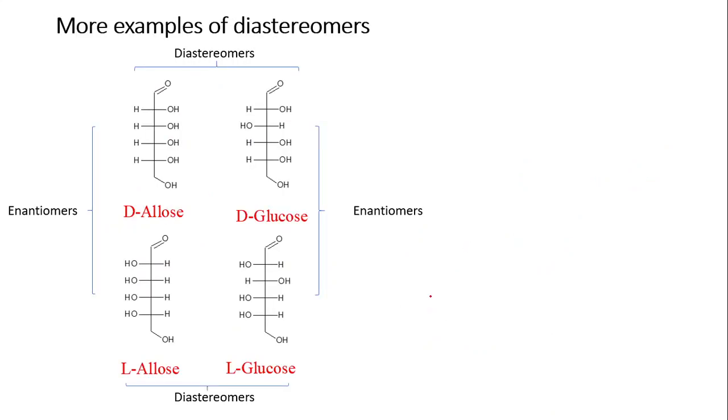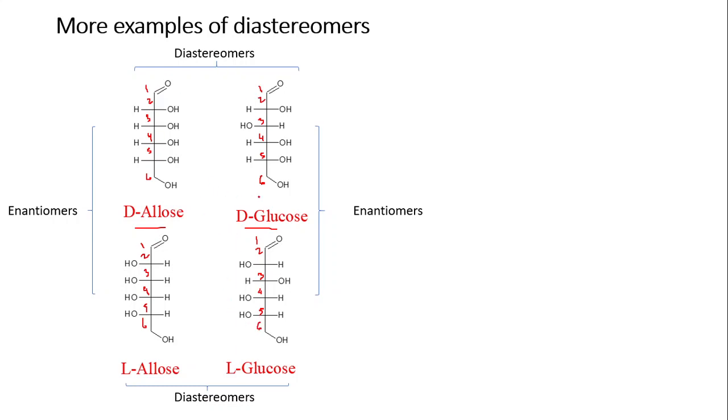Okay, let's look at one more example of the diastereomer. This is from sugar chemistry again. This particular molecule is D-allose and D-glucose. Can you tell which of the carbons are diastereomers and how so? If you number them 1, 2, 3, 4, 5 and 6, same for glucose.